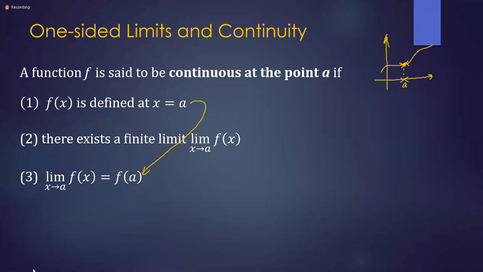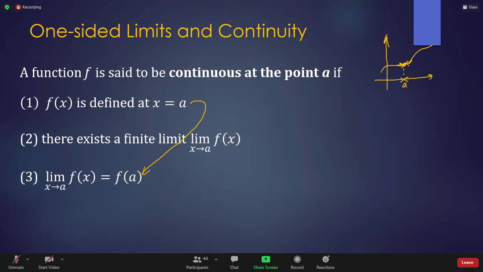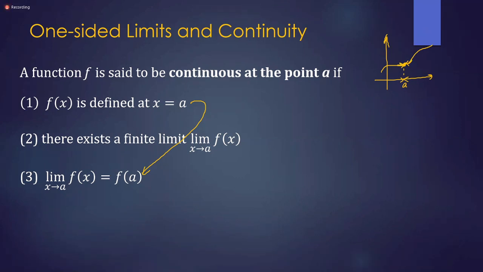Next, the limit exists. That means both one-sided limits go to the same point. From both sides, the function approaches the same, as you can see. And in fact, it is also the function value. So these three conditions are very important. A finite limit exists, the function is defined, and the function value is exactly that.